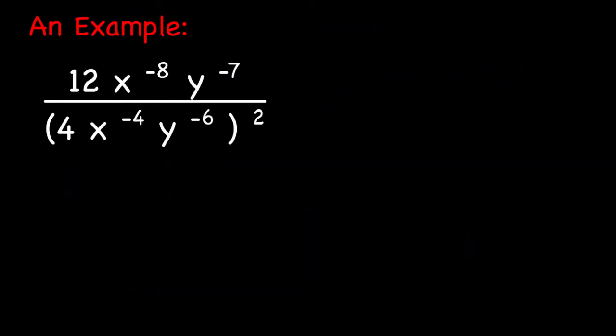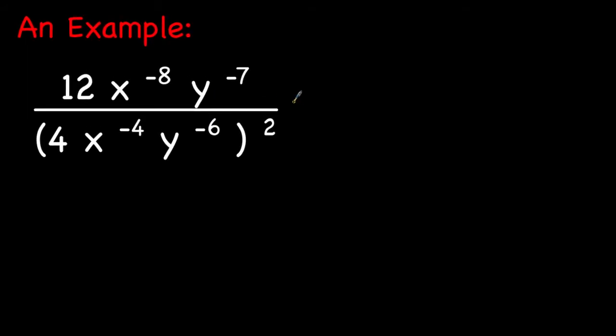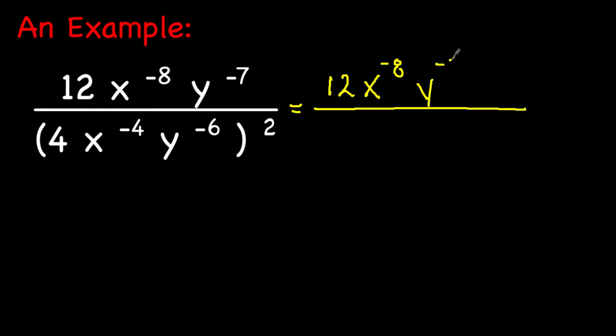All right, we're going to do one quick example here to illustrate these properties. Suppose we have this expression here. It's kind of complex. It's a ratio, a quotient. Let's try to deal with it. First thing I want to do is the numerator isn't going to change because there's nothing I can simplify there. So that's 12 times x to the negative 8 times y to the negative 7.